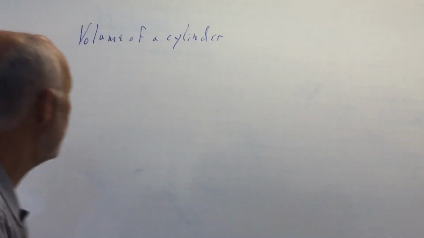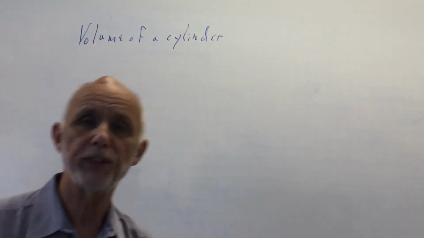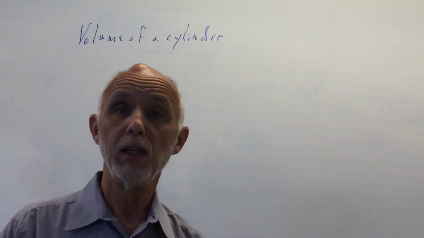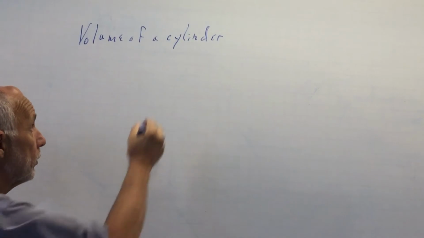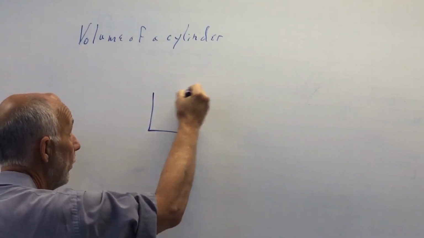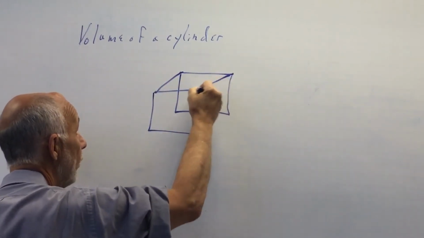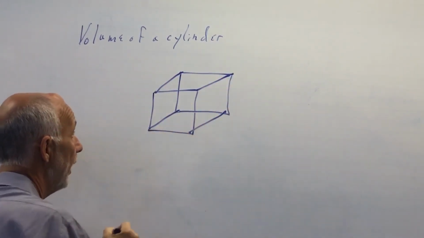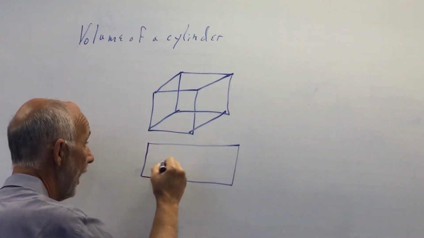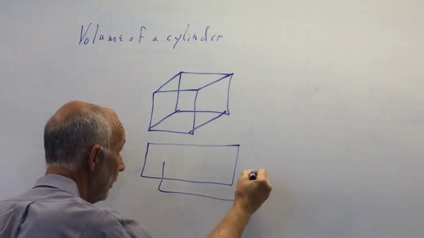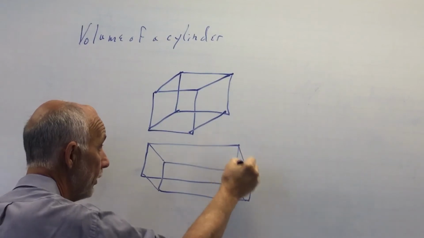Okay, today we want to talk about how to find the volume of a cylinder. Now remember, in our last video we found out how to find the volume of a cube and a rectangular prism. And remember, a cube is a three-dimensional figure whose sides are made up of squares, which means they're all the same size. And a rectangular prism is a three-dimensional figure whose sides are all rectangles.